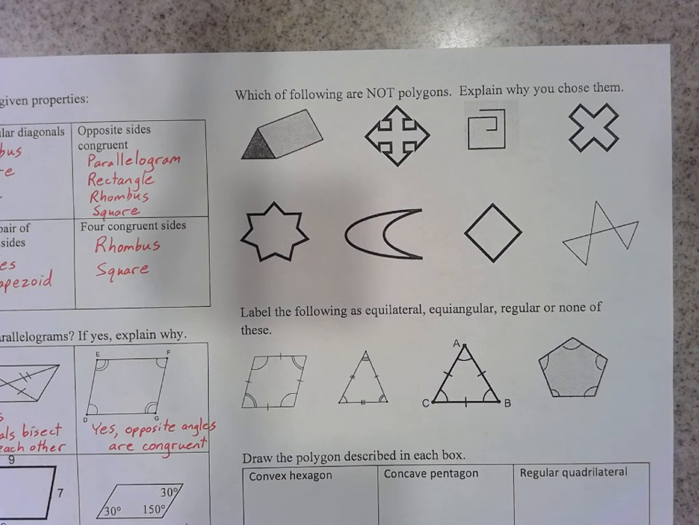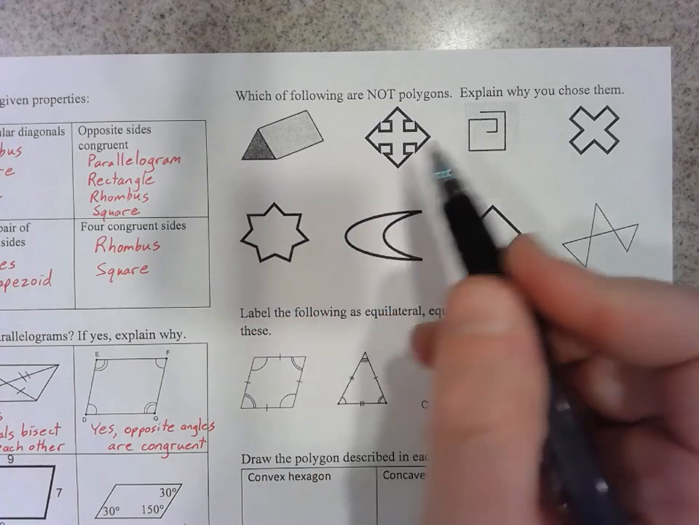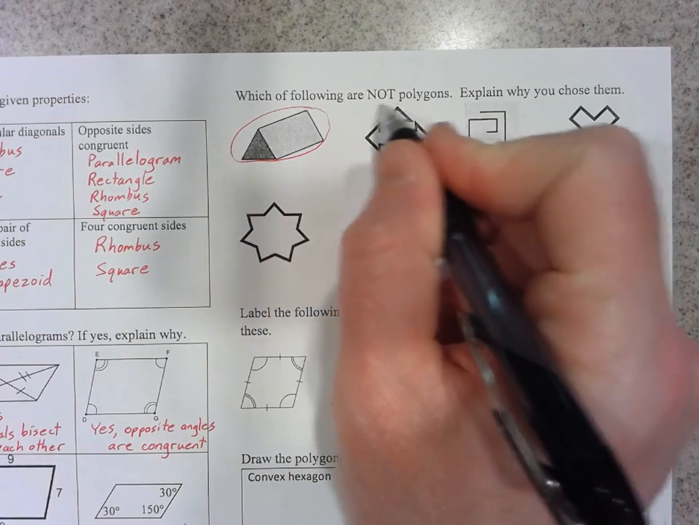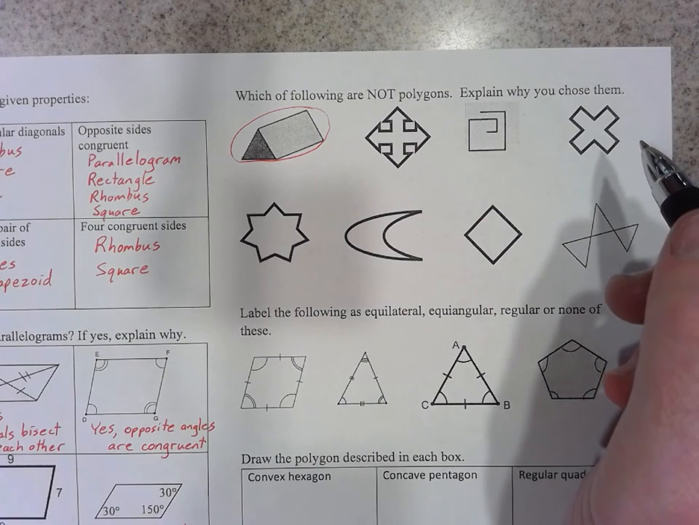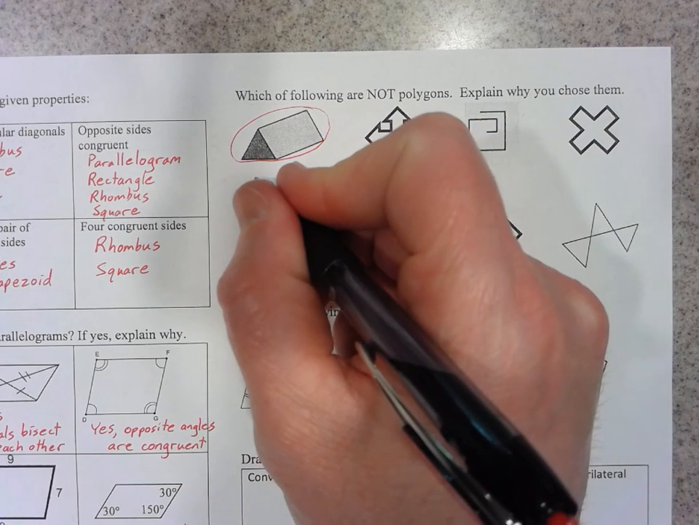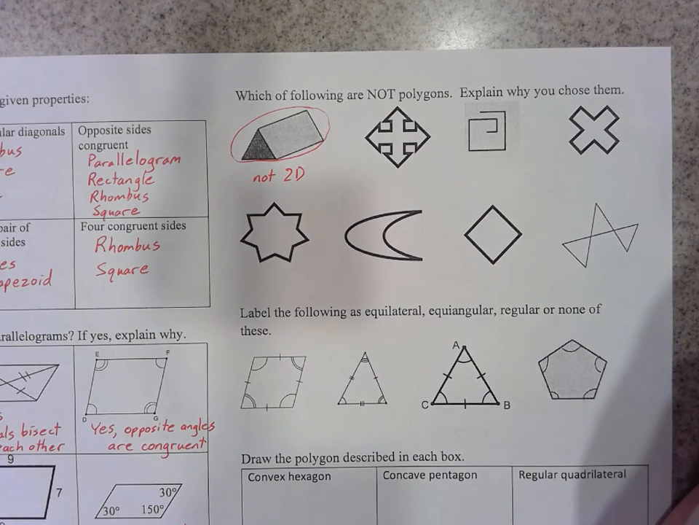Which of the following are not polygons? Explain why you chose them. So, the first one is not a polygon, so I'm going to circle that because it is not a polygon. And the reason it is not is because it is three-dimensional. It is not two-dimensional, not 2D. You could also just write 3D. That would be fine.